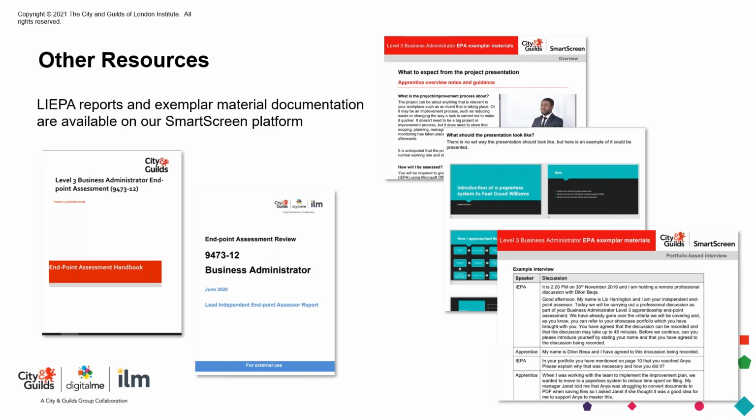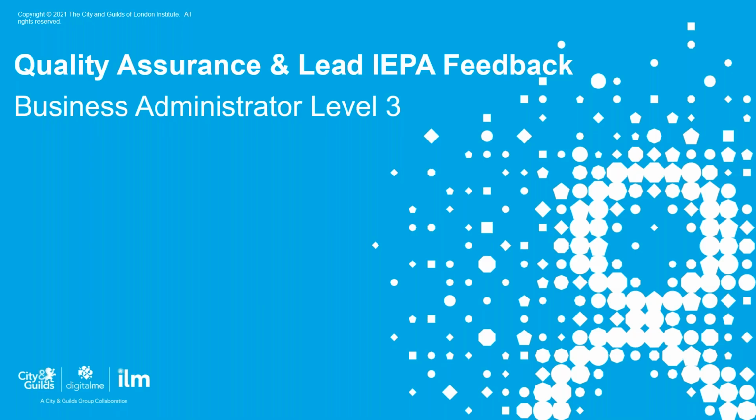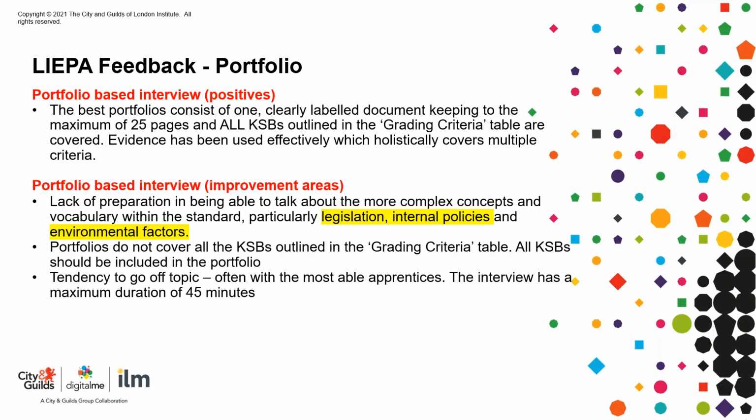Now, what I have done is pick out some of the key areas of that lead independent endpoint assessors report, so we can look at it now with regard to AP01. So I've screenshot some of the key areas from that report. The IEPAs are generally finding that the best portfolios consist of one clearly labelled document which keeps to the maximum of 25 pages, and where all of the KSBs have been mapped to the grading criteria table.